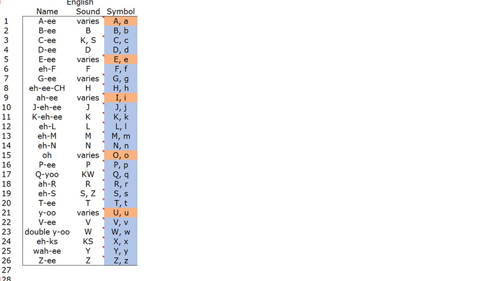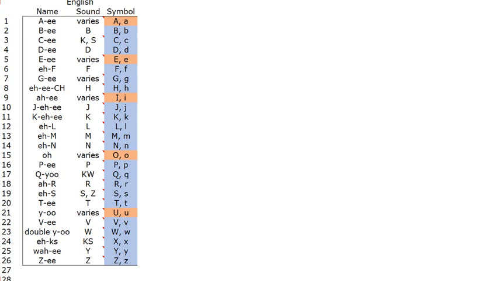First, let's look at the difference between a letter name, its sound, and a symbol. The name is the label that we use to refer to a letter. The sound is what we hear when a letter is spoken in a word, and the symbol is a character. It's what we see when the letter is written.